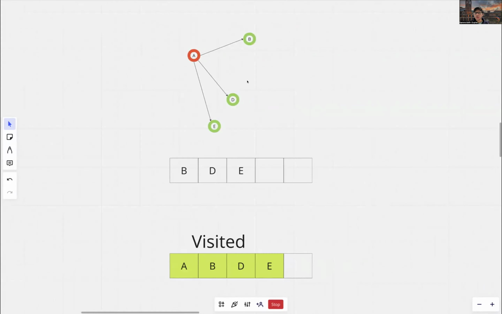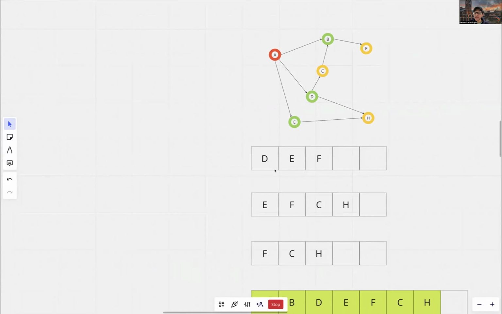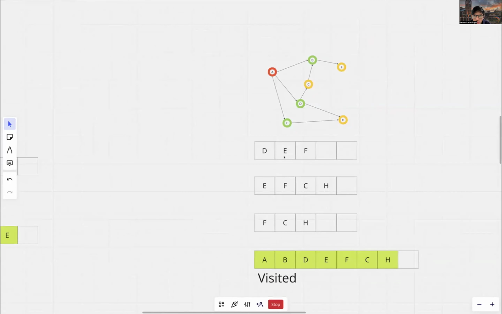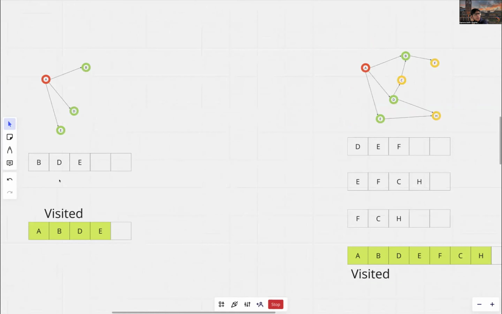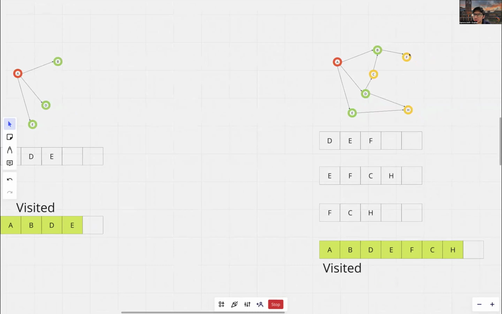Now, what after that? For each of B, D, and E, we are going to visit all the possible nodes. So let's say for B, we can visit F. For D, we can visit C and H, and for E, we can only visit H. You can go in any order you like. So we already had B, D, E. Since we are exploring B first, we remove it from the queue, and we have F. So I want to visit F first, so I add F to my queue.